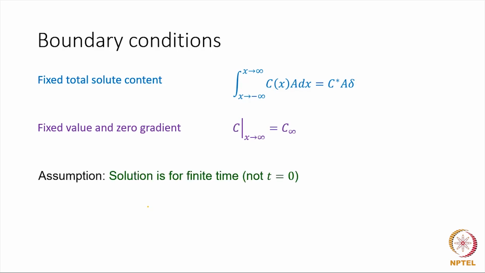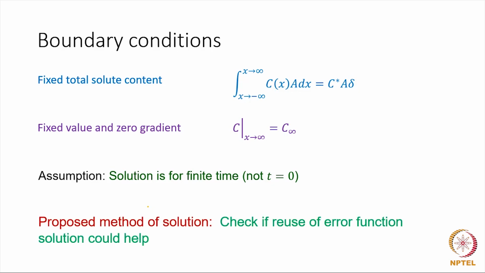And we also want to make an assumption that we want the solution only for finite time. We are not interested at t is equal to 0, because at t is equal to 0 there is a step function for the composition profile. We are not going to look at that. For finite time we assume that the composition profiles are smooth. So the proposed method of solution is to see if the error function actually could help us.